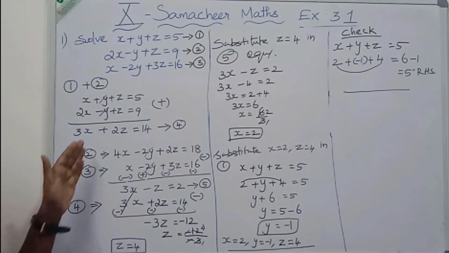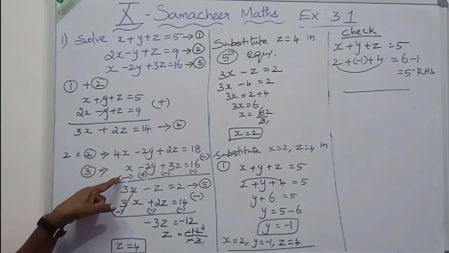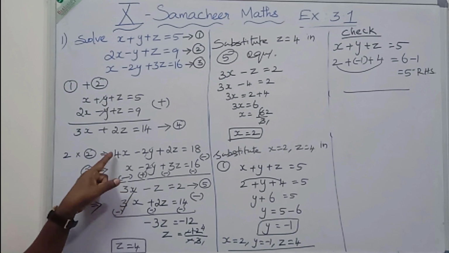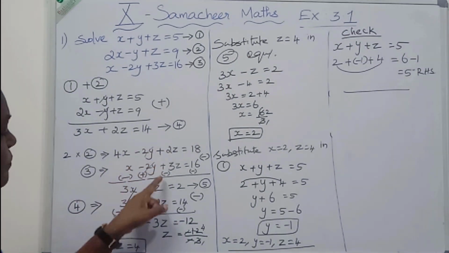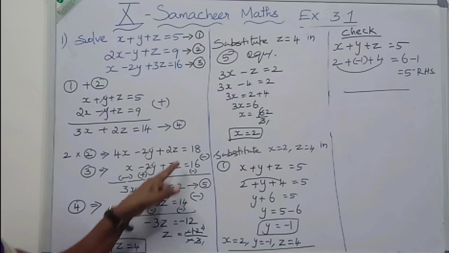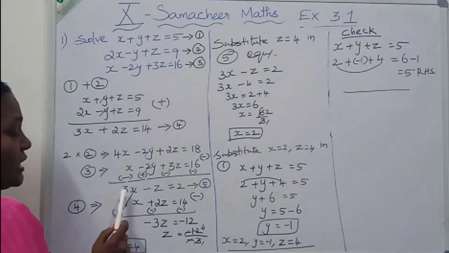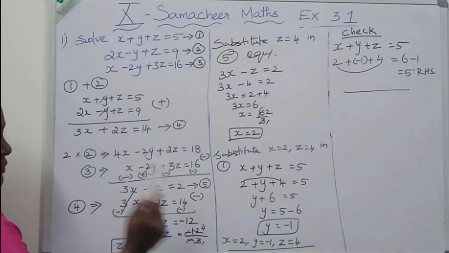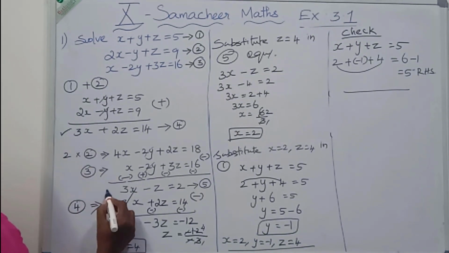Okay, so now you have to add and subtract according to the sign of the coefficient. 4 minus here 1. There is no coefficient, means it is considered as 1. Okay, so 4 minus 1 is 3. So 3x. Here it will be cancelled. Minus 2y plus 2y will be cancelled. And plus 2 minus 3 is minus z equal to 18 minus 16 gives 2. So we have another equation: 3x minus z equal to 2. This is the fifth equation.